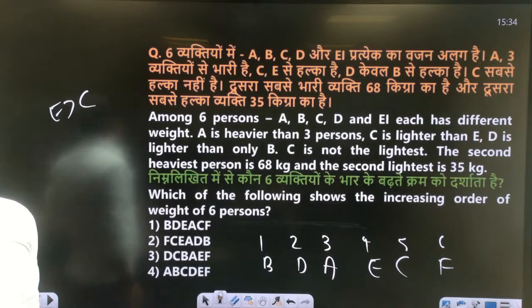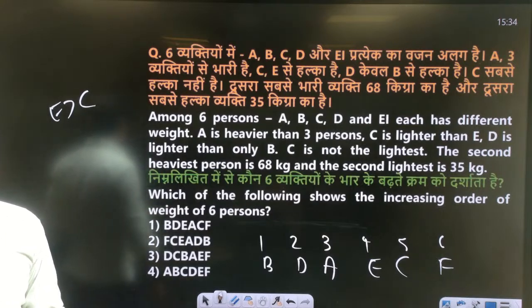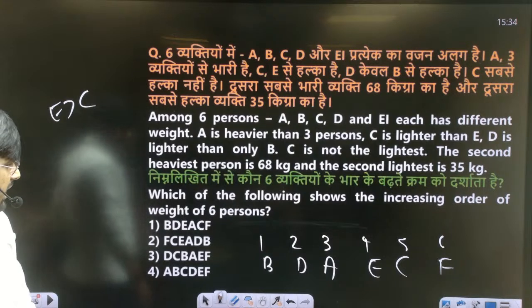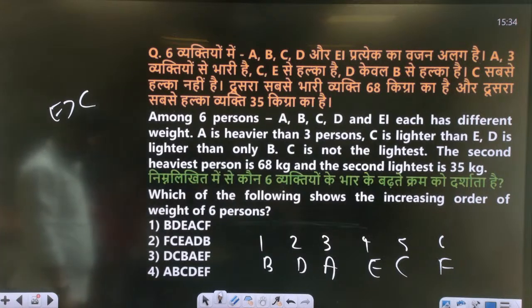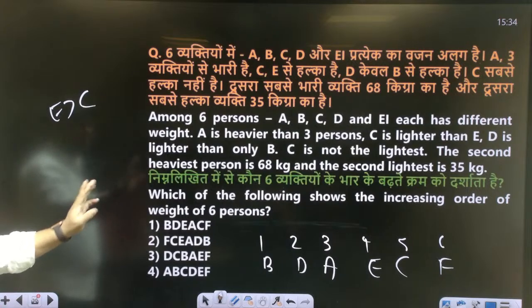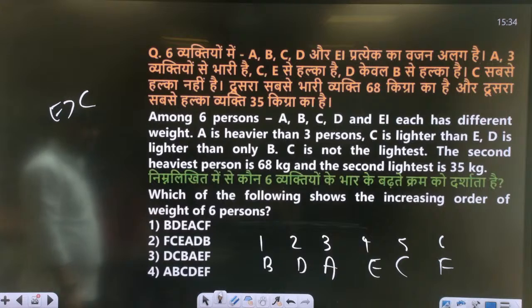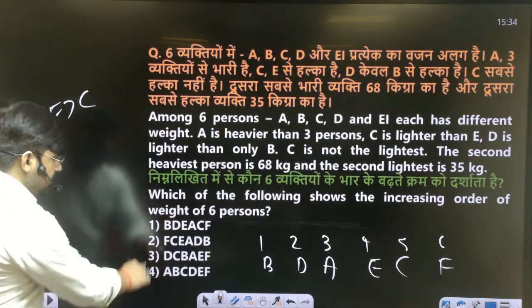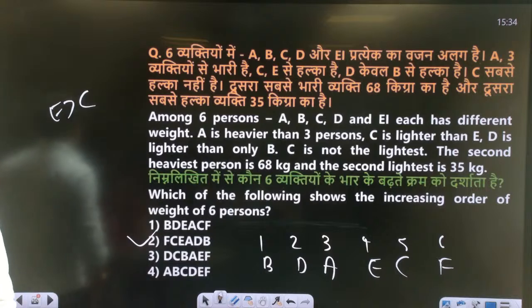There are errors in the options. F, C, E, A, D, B. Which of the following shows the increasing order of the weight of the persons? Increasing order: F, C, E, A, D, B. It's option B.